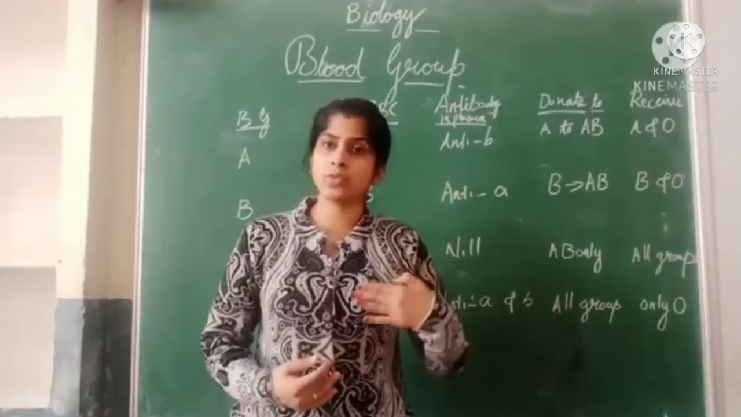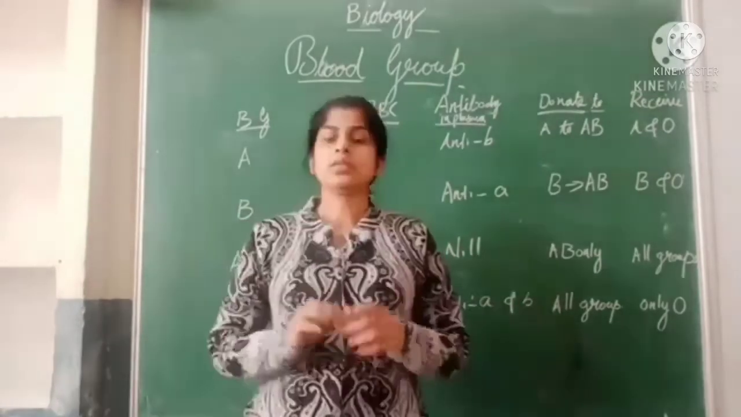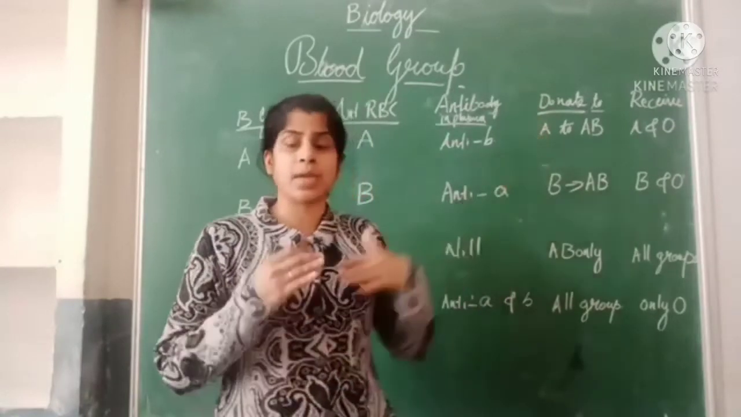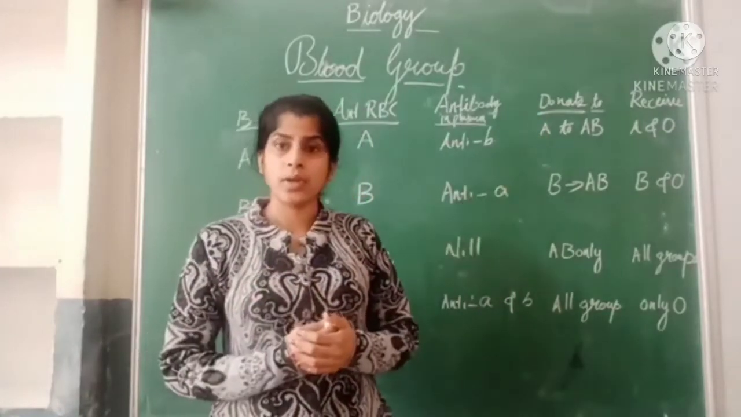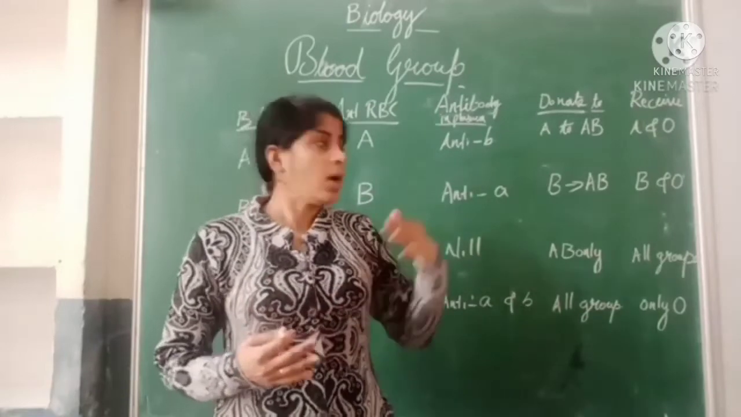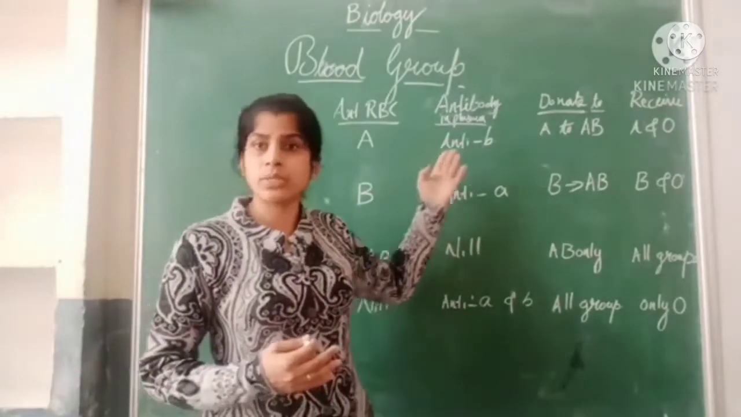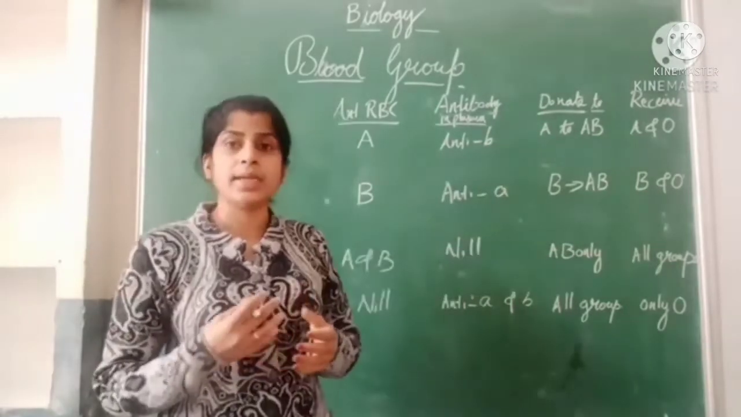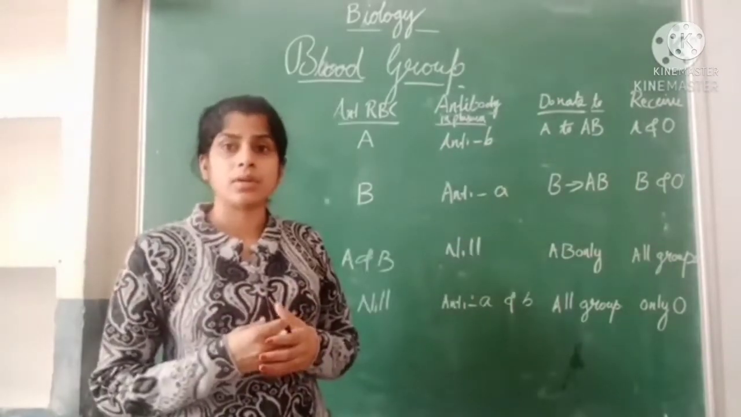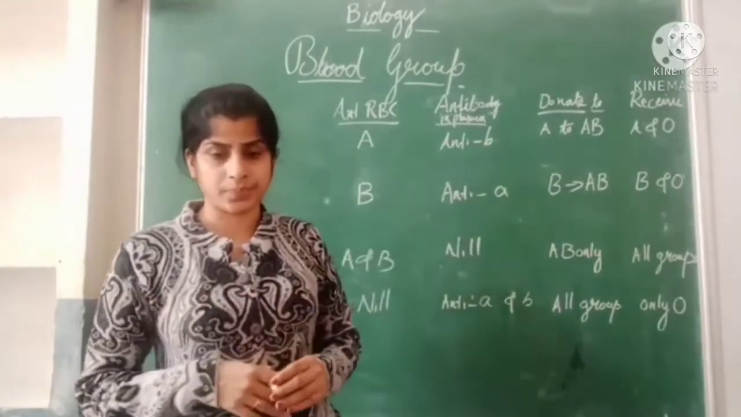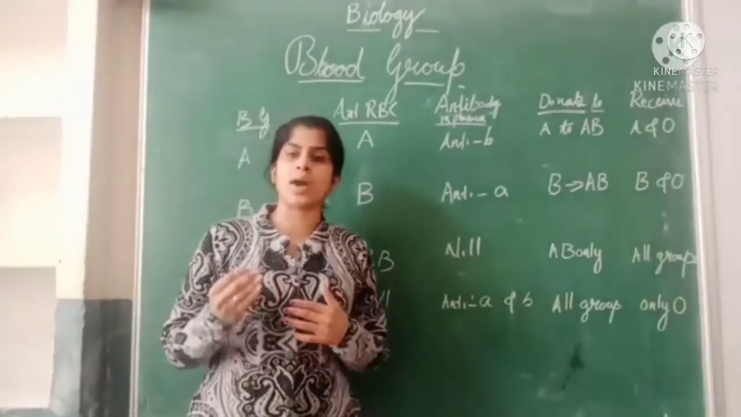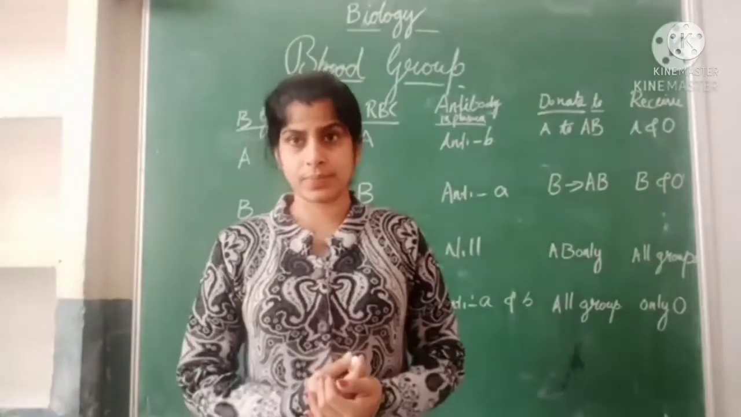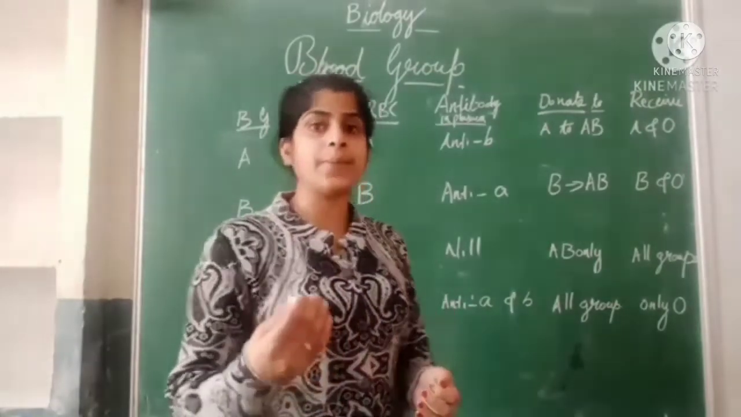So this RH positive or negative also needs to match, and only then do we transfuse the blood. Before transfusion of blood, or before donating blood, we have to check whether our blood is positive or negative. A positive person cannot give blood to negative blood group people. It will clot the blood, and clumping or agglutination of RBCs will take place. Okay, so next is the ABO system.